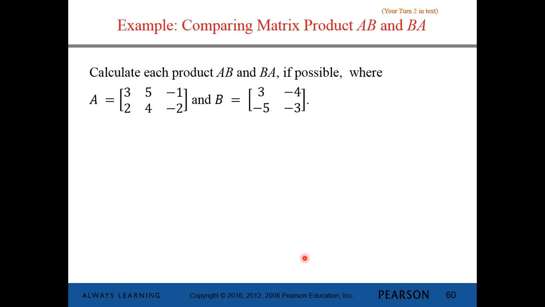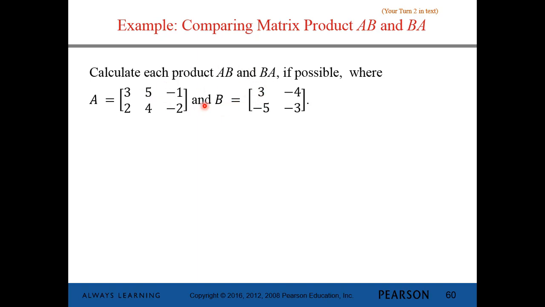Now what about this one here? We've got A and B, so we want to compute each of AB, and then BA if possible. Okay, so let's do AB. Well, let's check to make sure we can do that. So this is a 2 by 3 matrix. This is a 2 by 2 matrix. Well, the number of columns is 3, right? And the number of rows is 2.